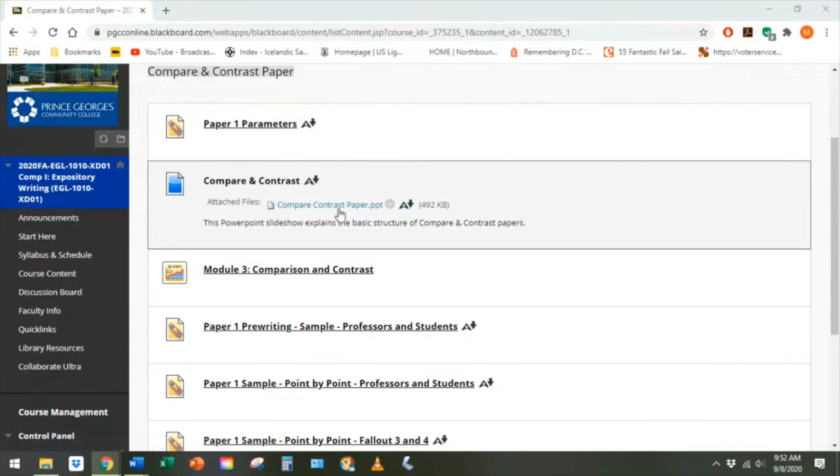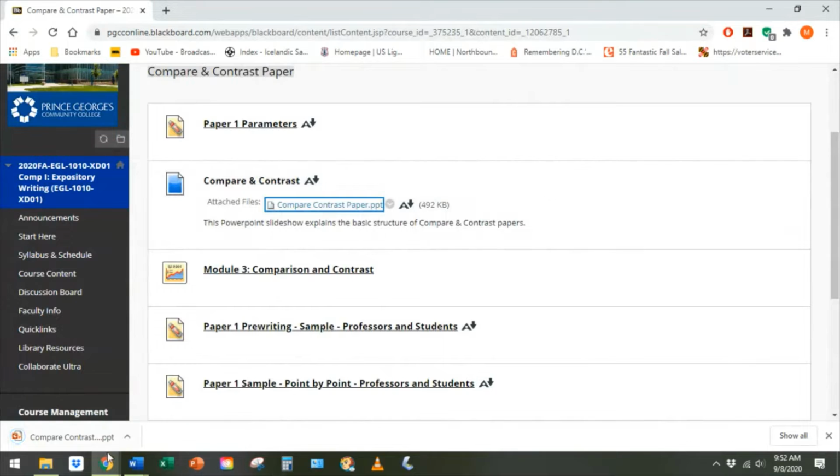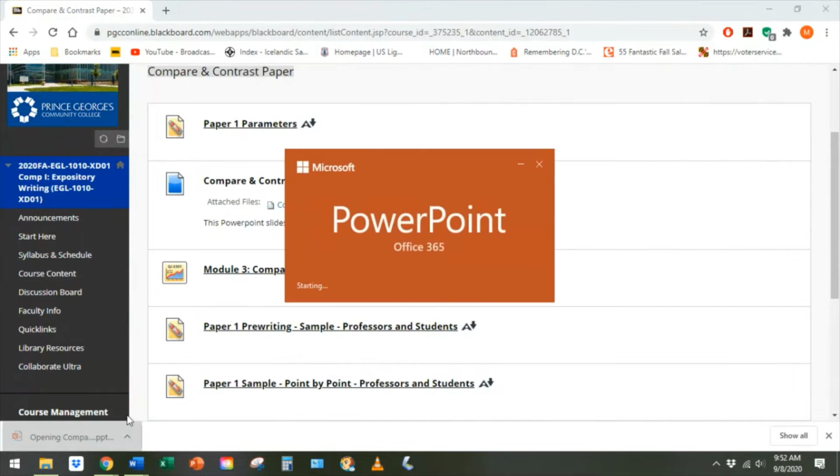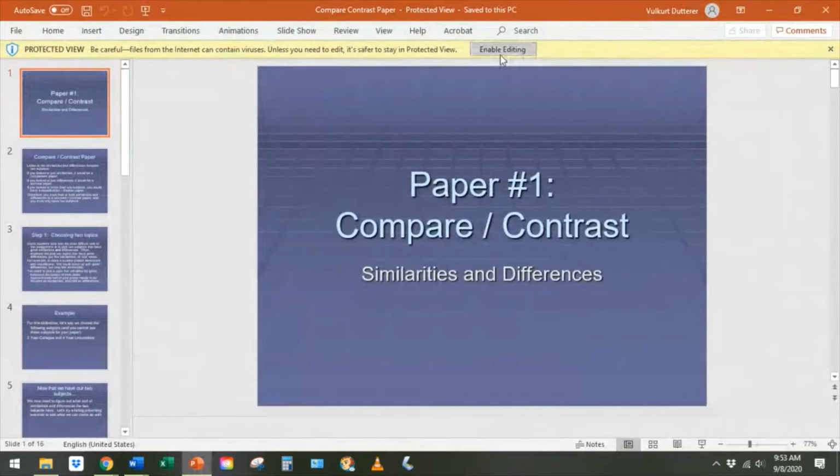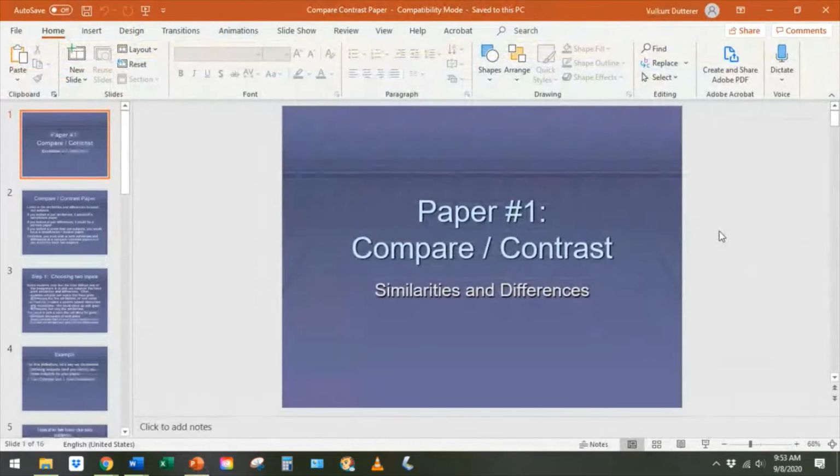So next thing I'm going to be looking at is the compare contrast PowerPoint. All right, so what I'm going to be going over here primarily is what you need to do for this paper and specifically the structure, okay? Structure of this paper, any of the papers that we do in this class is really important.